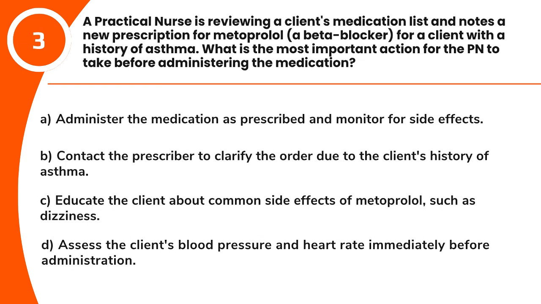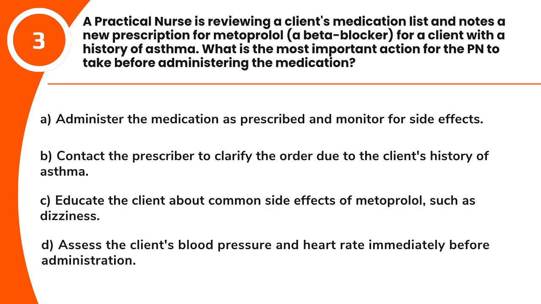Question 3. A practical nurse is reviewing a client's medication list and notes a new prescription for metoprolol, a beta blocker, for a client with a history of asthma. What is the most important action for the PN to take before administering the medication?